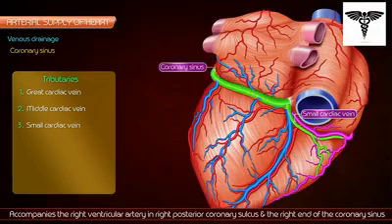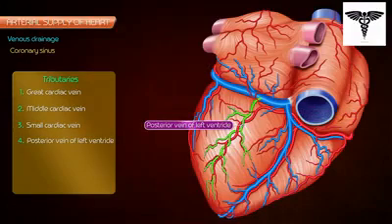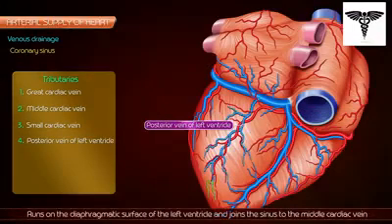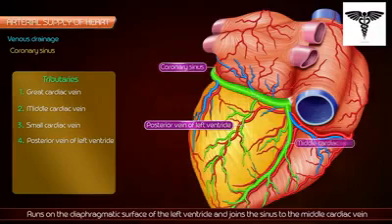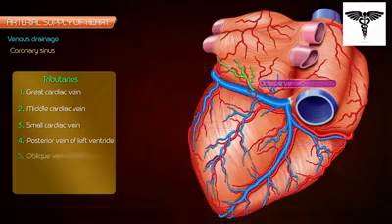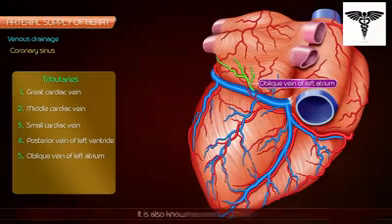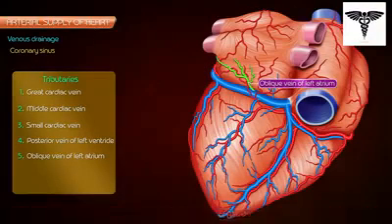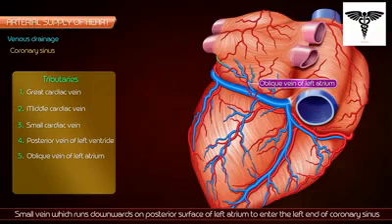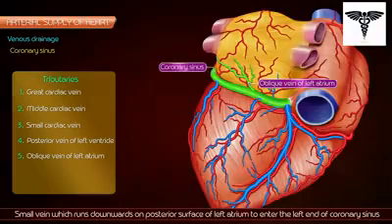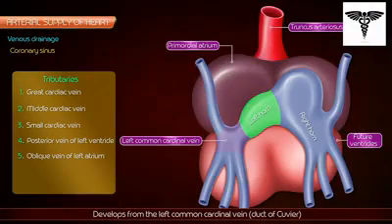Posterior vein of the left ventricle. It runs on the diaphragmatic surface of the left ventricle and joins the sinus close to the middle cardiac vein. Oblique vein of left atrium, also known as vein of Marshall. It is a small vein which runs downwards on the posterior surface of the left atrium to enter the left end of the coronary sinus. It develops from the left common cardinal vein, which is also known as the duct of Cuvier.